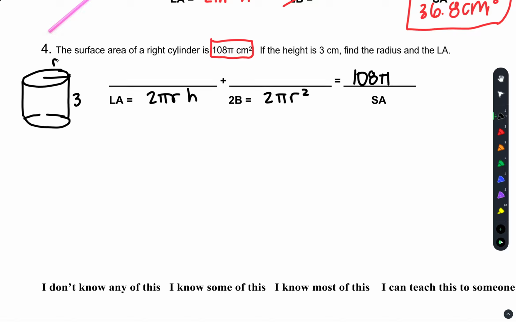So that means I cannot plug R into my formula because I don't know it. But I can plug in an H. So I'm going to plug in 2 pi R. I can plug in my H is 3, plus 2 pi R squared equals 108 pi. I'm going to multiply that 2 and the 3 together in my lateral area. And then I'm going to bring my whole formula down.